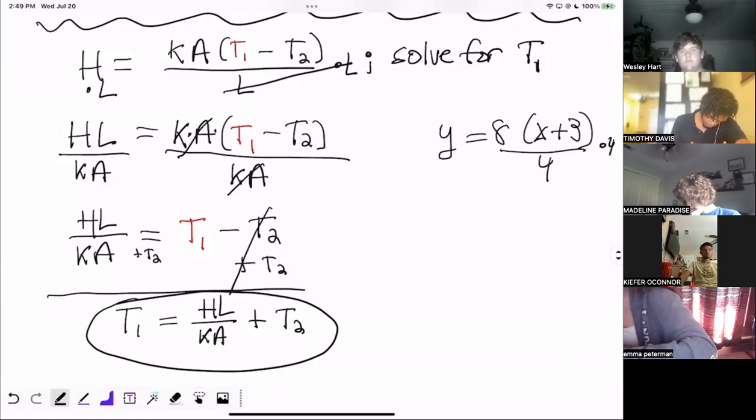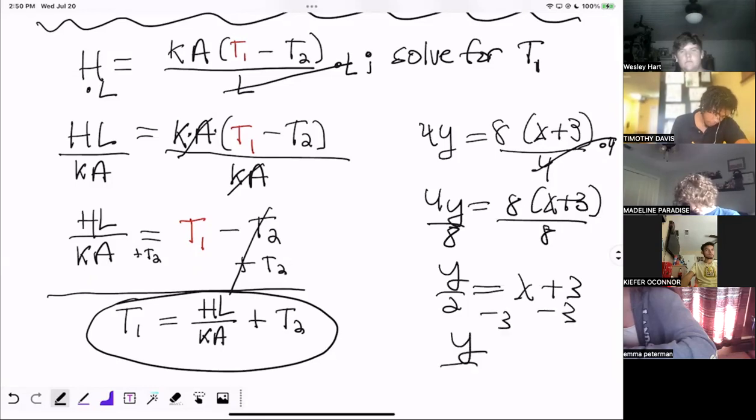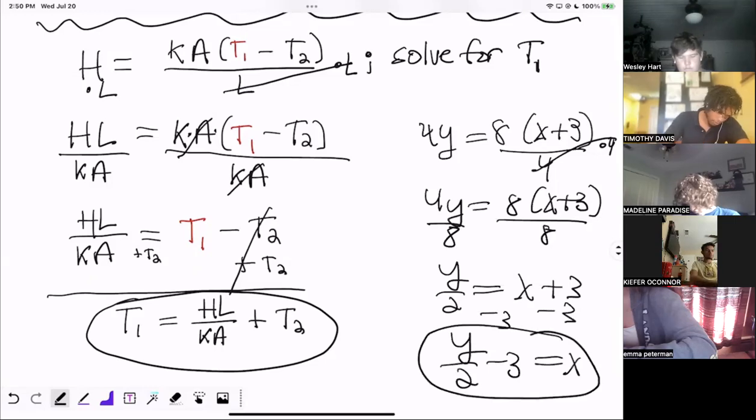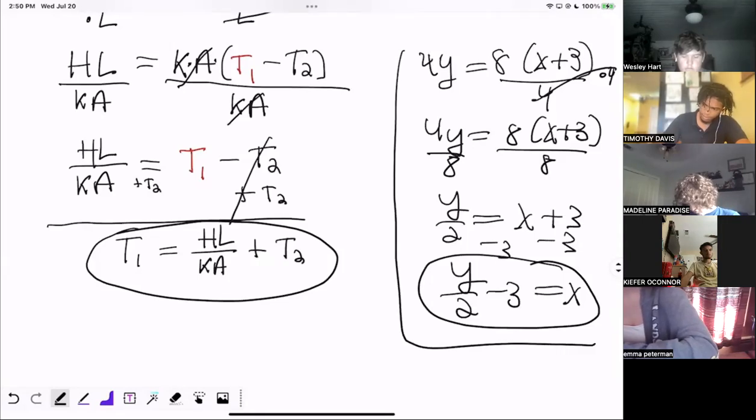I would multiply by 4 first, right? 4y equals 8x plus 3. Then I would divide by 8. That would be y over 2 equals x plus 3. Then I would subtract 3. And guess what? Exactly what we just did. It just looks different because there's a whole bunch of variables. But it's the same thing you would do for a regular equation. Same premise.